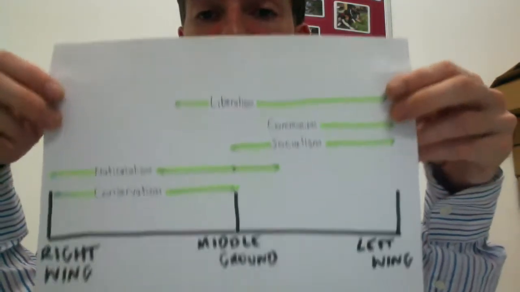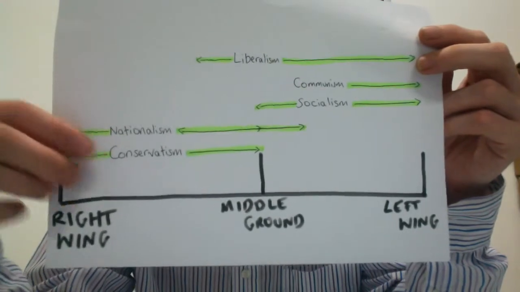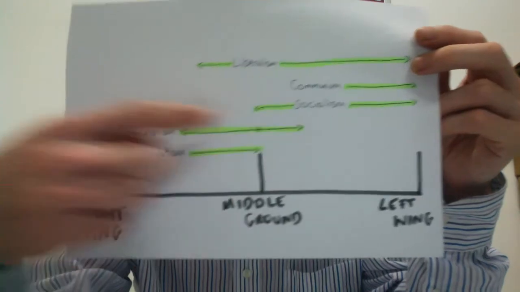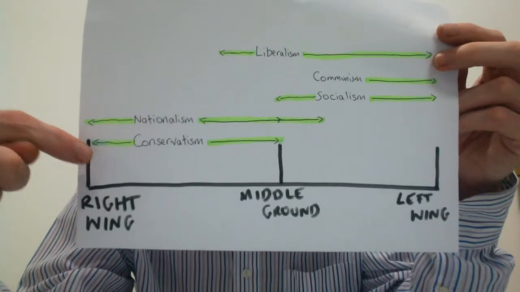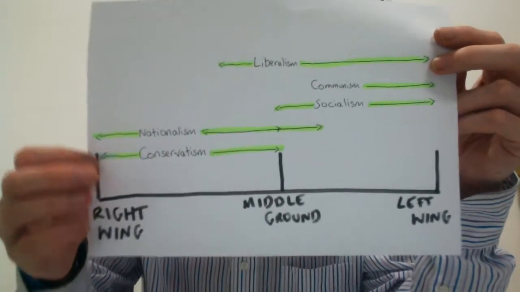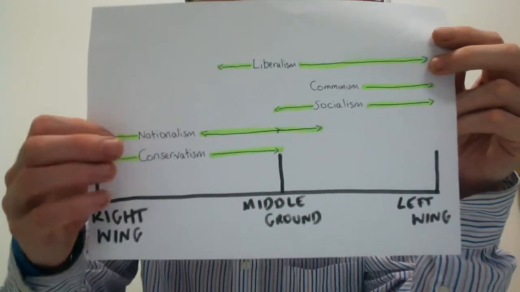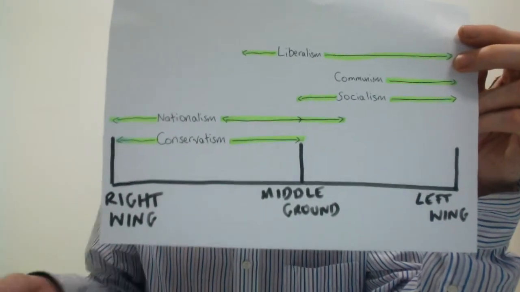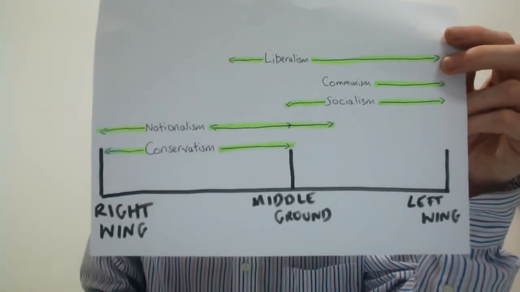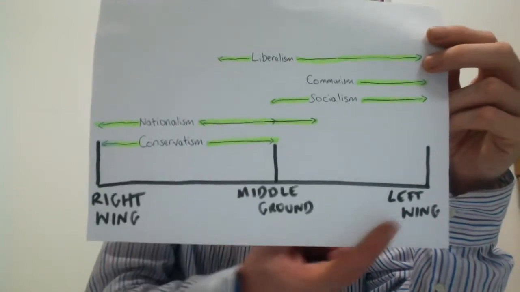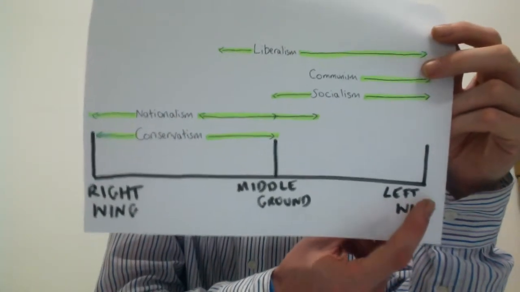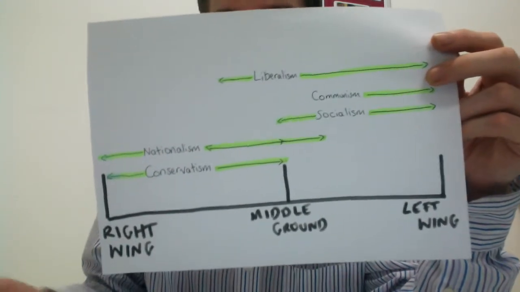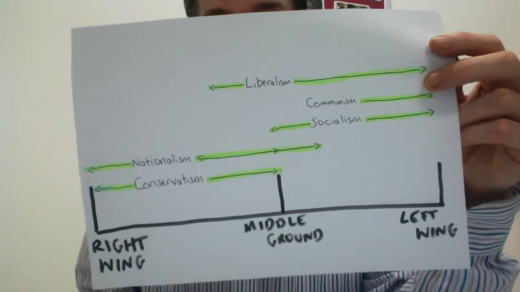Okay? So basically what you can see from here are the major political ideologies: liberalism, communism, socialism, nationalism and conservatism. And you can see that conservatism and nationalism are predominantly right-wing. And again, an example of a right-wing party would be the Republican Party in America. And then across here on the left wing you see communism and socialism, and an example of a left-wing or liberal party would be the Democrats in America.